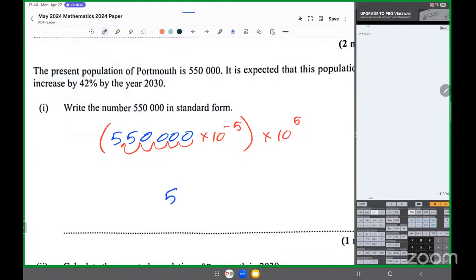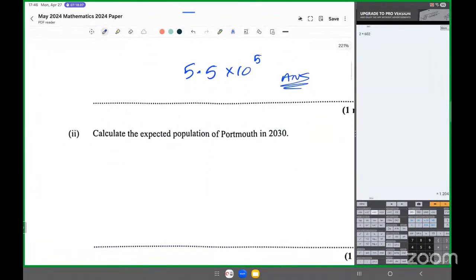And so it will become 5.5. You don't have to put back these zeros at the end. You don't need them. They become immaterial after the decimal point. And multiply back by this 10 to the 5th power. And that is the answer in standard form. Easy one. All right. Next part says, calculate expected population in 2020.